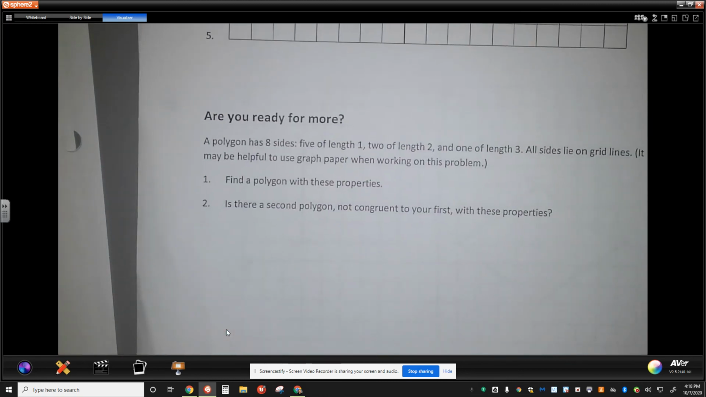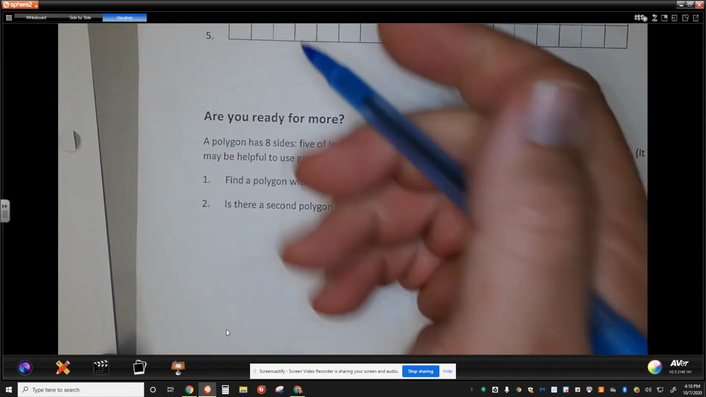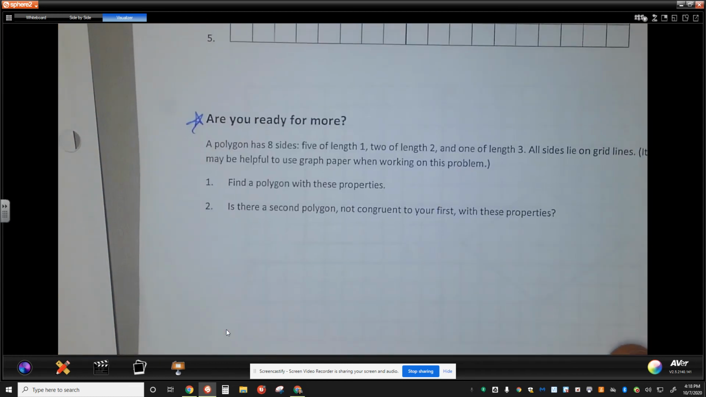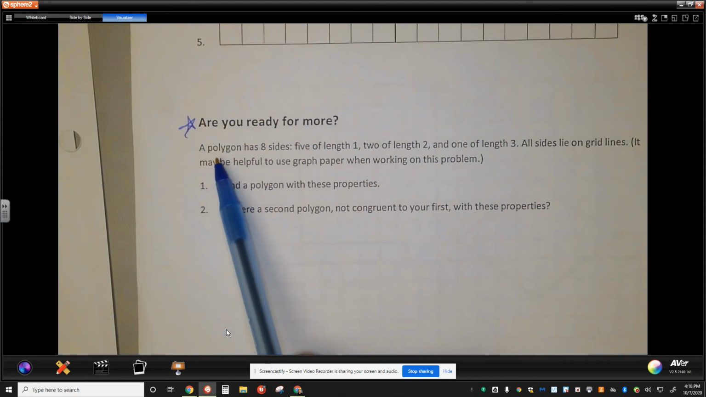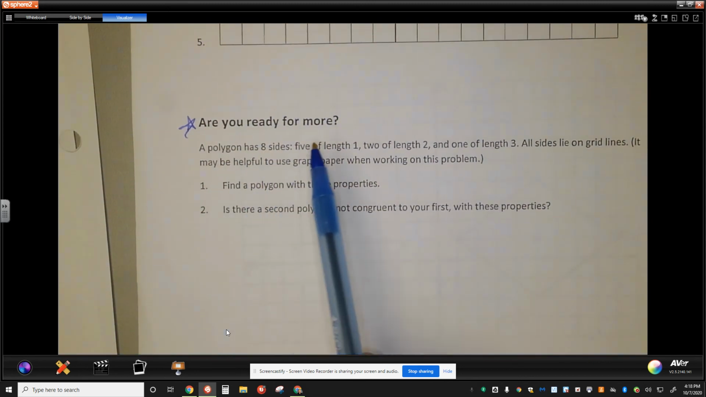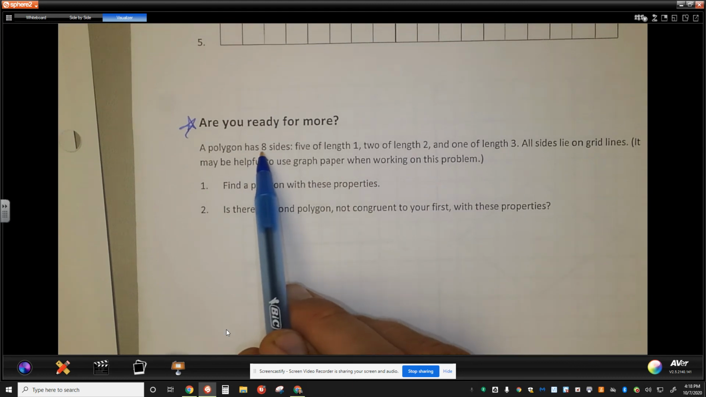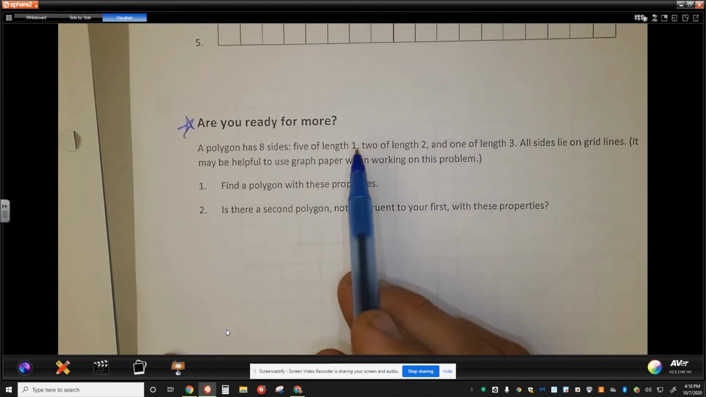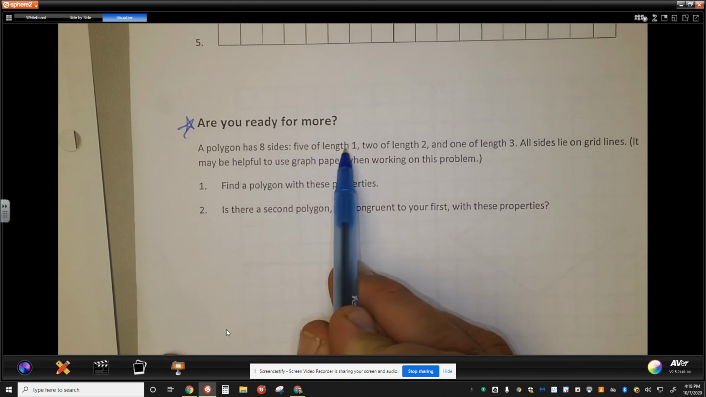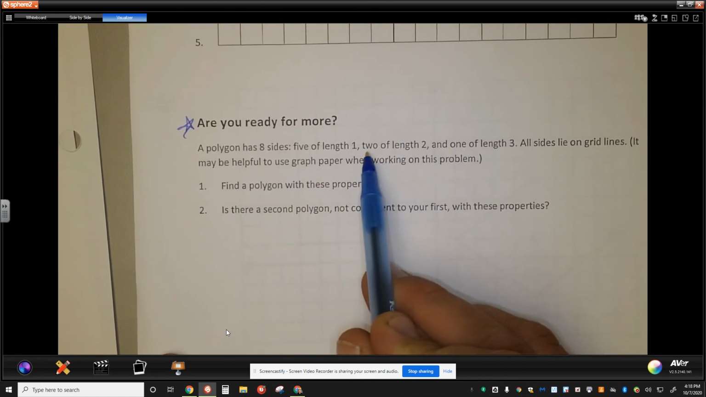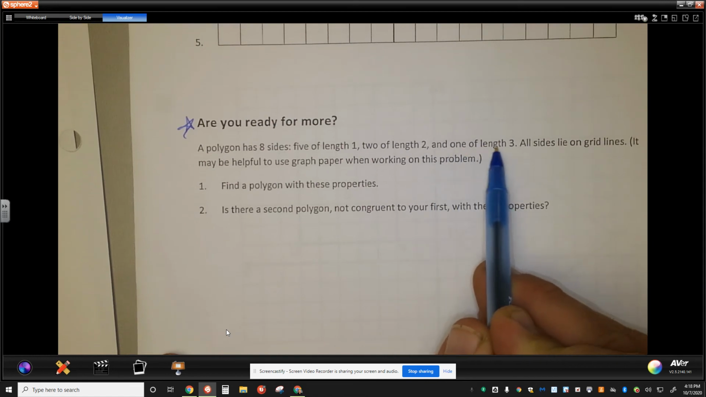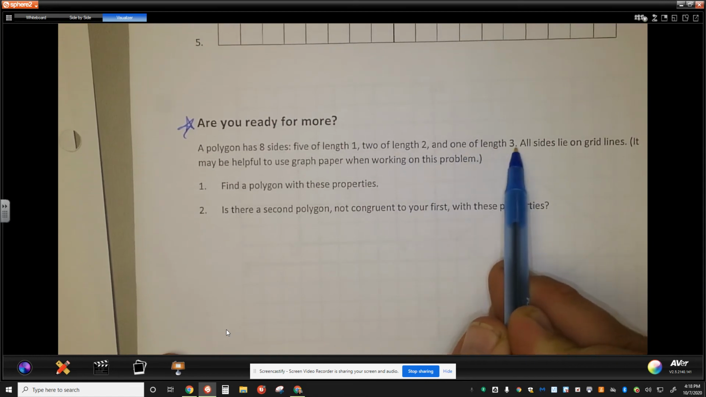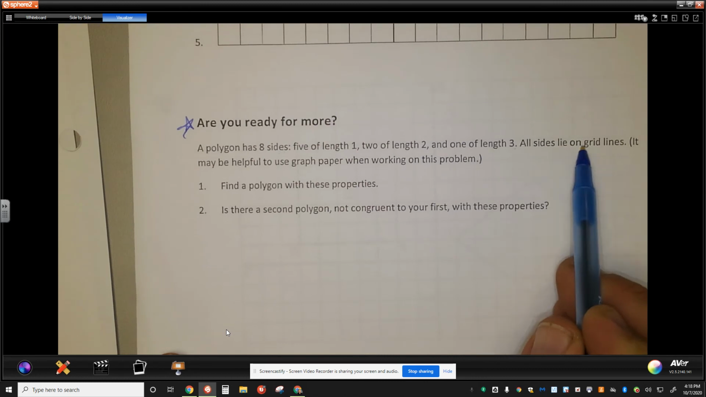One thing that I want to talk about here, this is on page 57. It says, are you ready for more? This is a challenge question right here. If you're ready for more, and you'd like to take something that will extend your thinking, a polygon has 8 sides. So they're telling you there's an 8-sided figure, an octagon, and these are the qualifications. 5 of those sides have a length of 1, 2 of the sides have a length of 2, and 1 of the sides, the final 8th side, has a length of 3. All sides lie on grid lines.